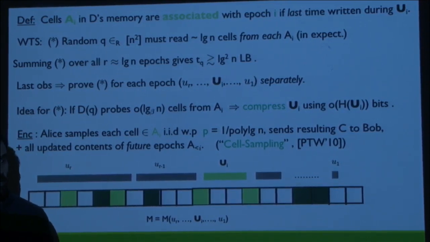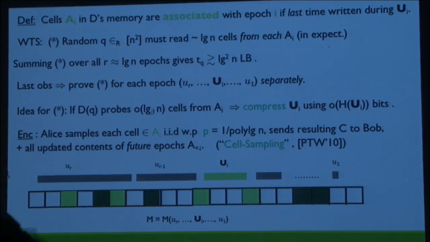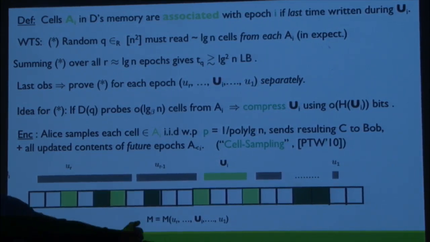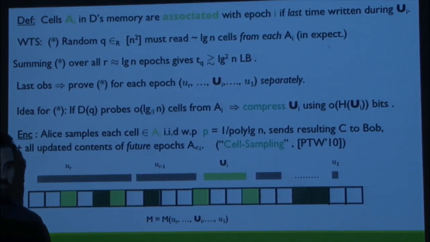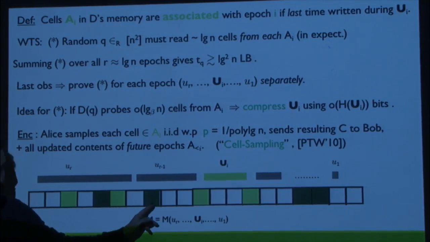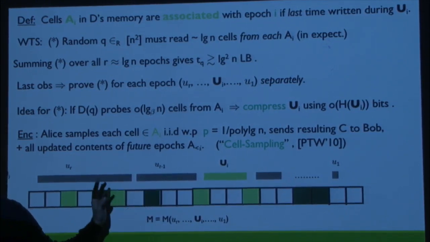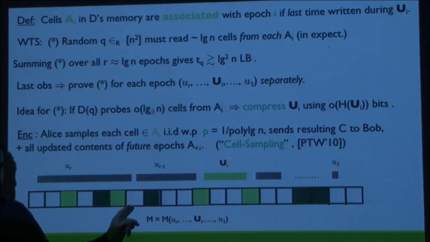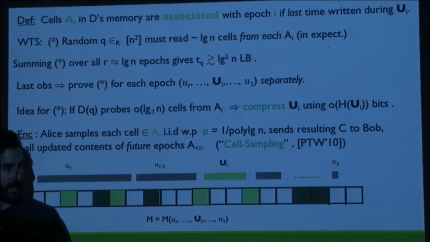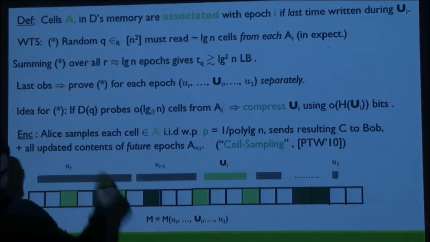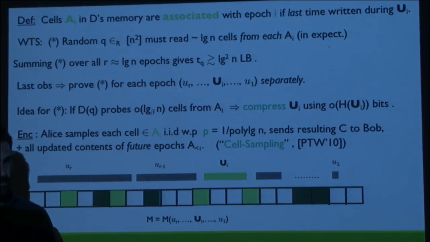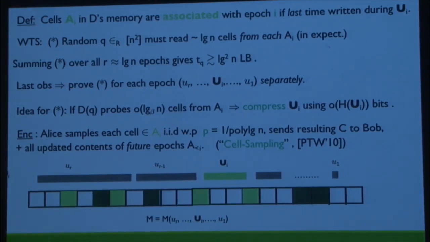So that's the encoding. Alice just sends Bob the up-to-date memory content of all future cells, and for the ith epoch, she doesn't send everything. She just sends some random subsample of those light green cells, which we henceforth color in dark green. So there are 3 kinds of cells: white, which was probed in any other epoch; light green, which is relevant to the ith epoch, so it was probed in the ith epoch; and dark green, which is a light green cell that was actually sampled and sent by Alice. Is that clear? Okay, let's analyze.